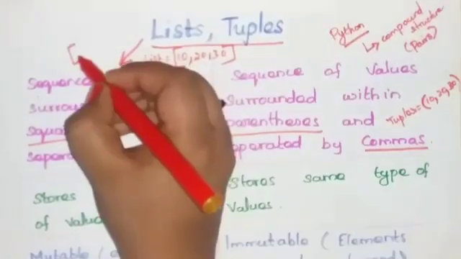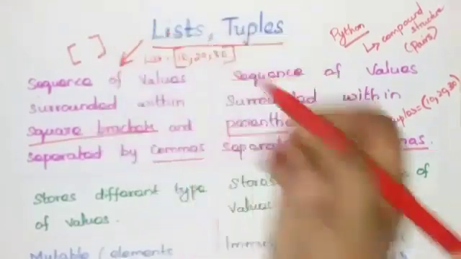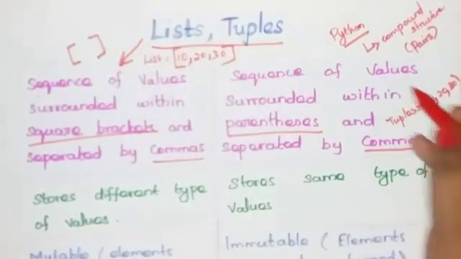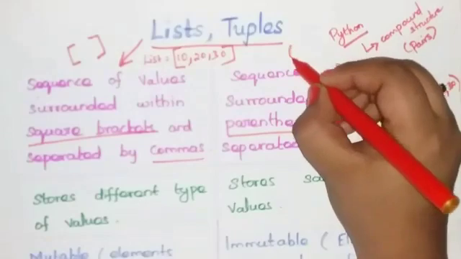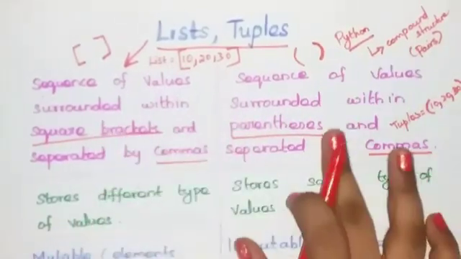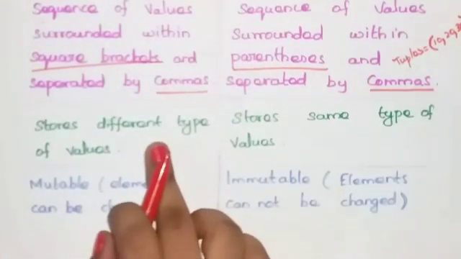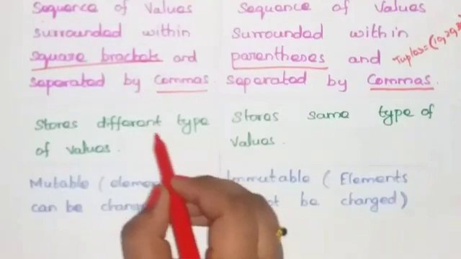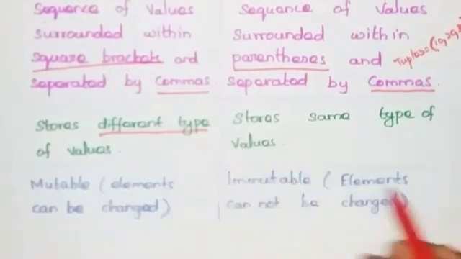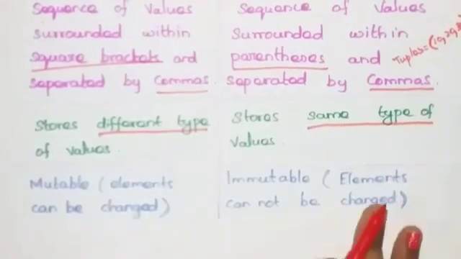Okay, what is list? A sequence of values surrounded within square brackets. What is tuples? A sequence of values surrounded within parentheses. So this is list and this is tuple. And next point, list is used to store different types of values, but tuples are used to store same type of values.